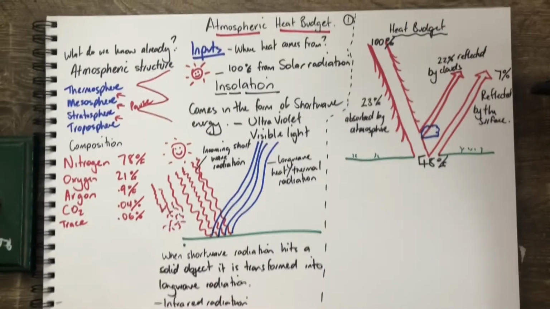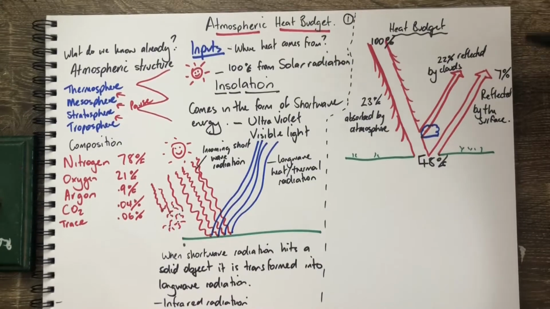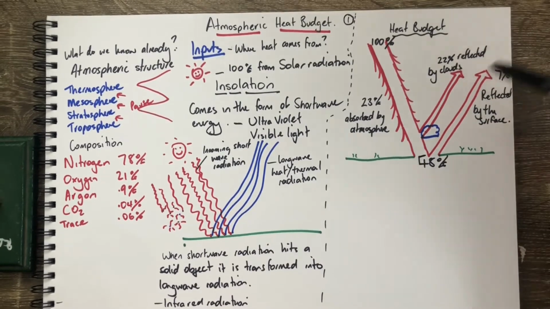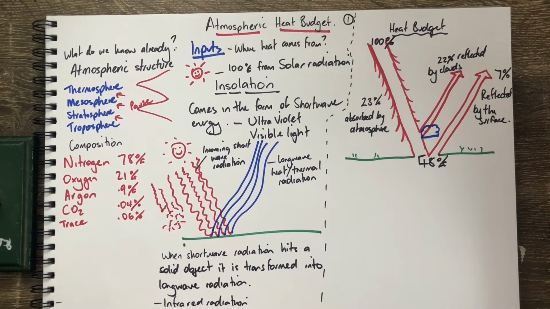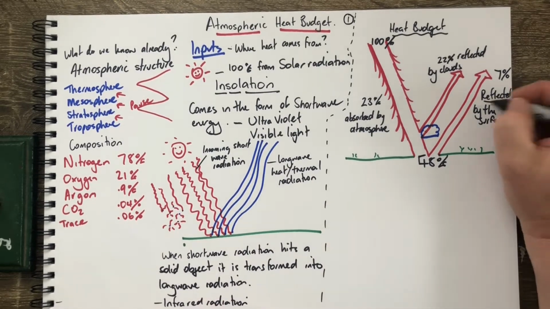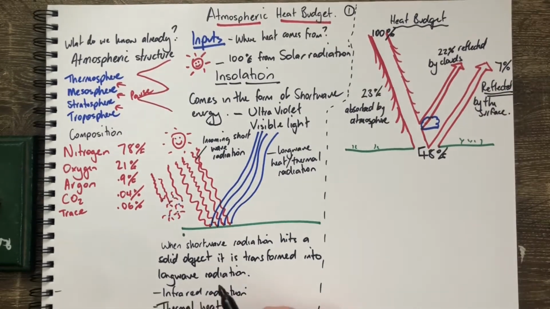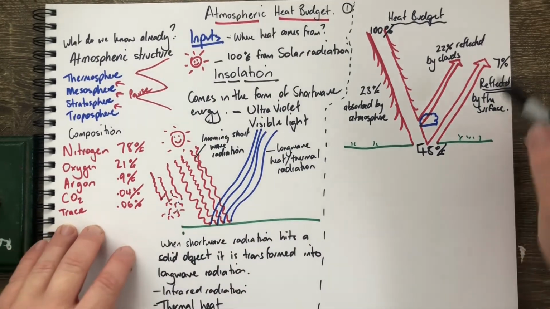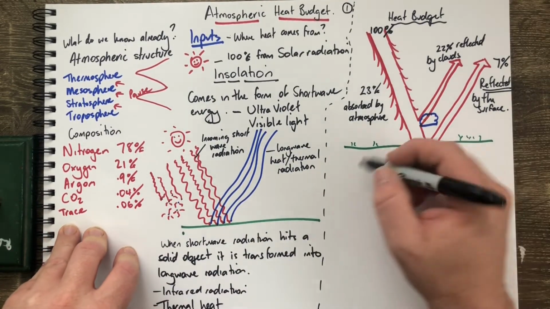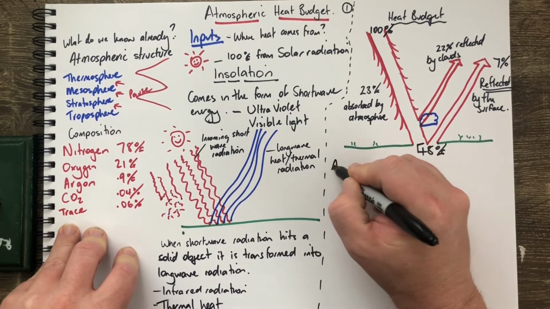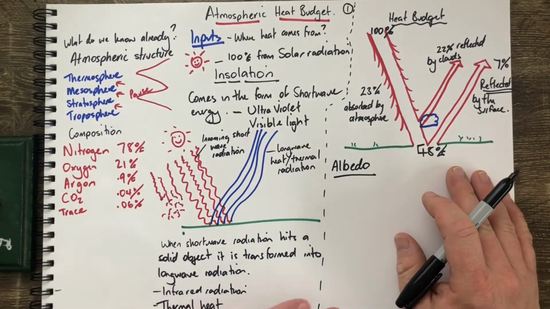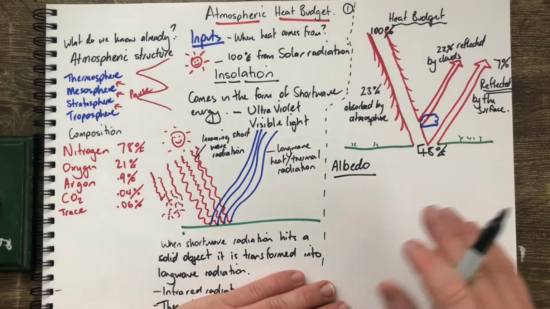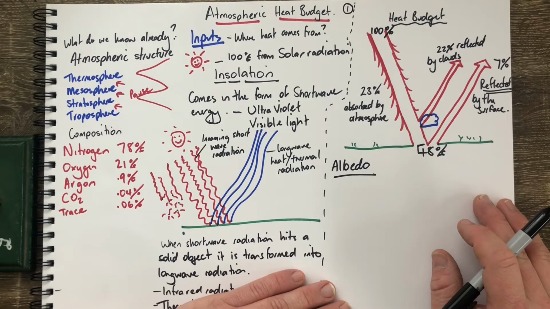Now, what happens to this heat? Well, a lot of this heat makes its way back and forth and bounces around the atmosphere. And that's why we're going to talk about the greenhouse effect a little bit later. But I wanted to talk first about this little part here, reflected by the surface. Some of this reflection depends on something called albedo. Albedo is the ability of a surface to reflect heat or insolation.